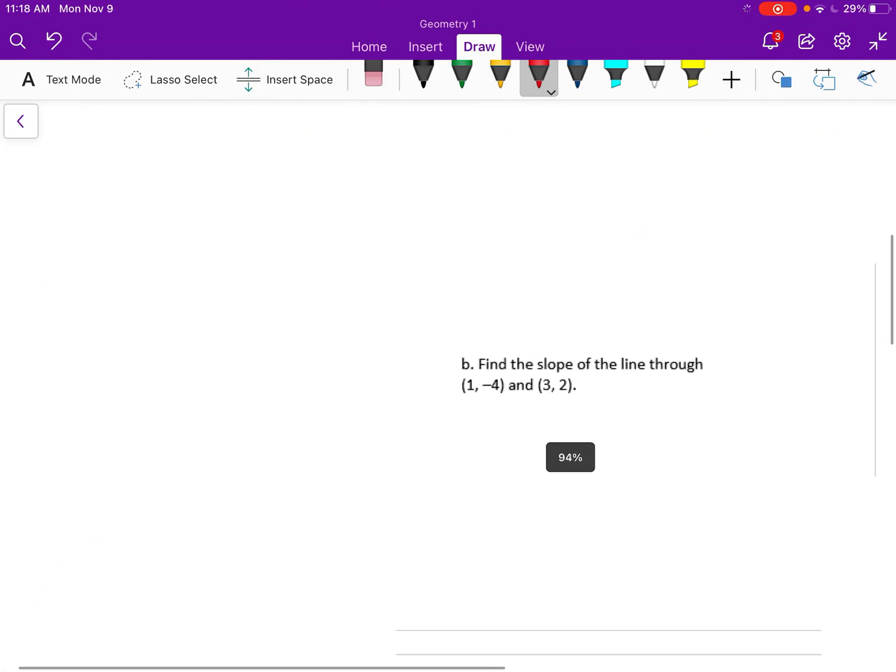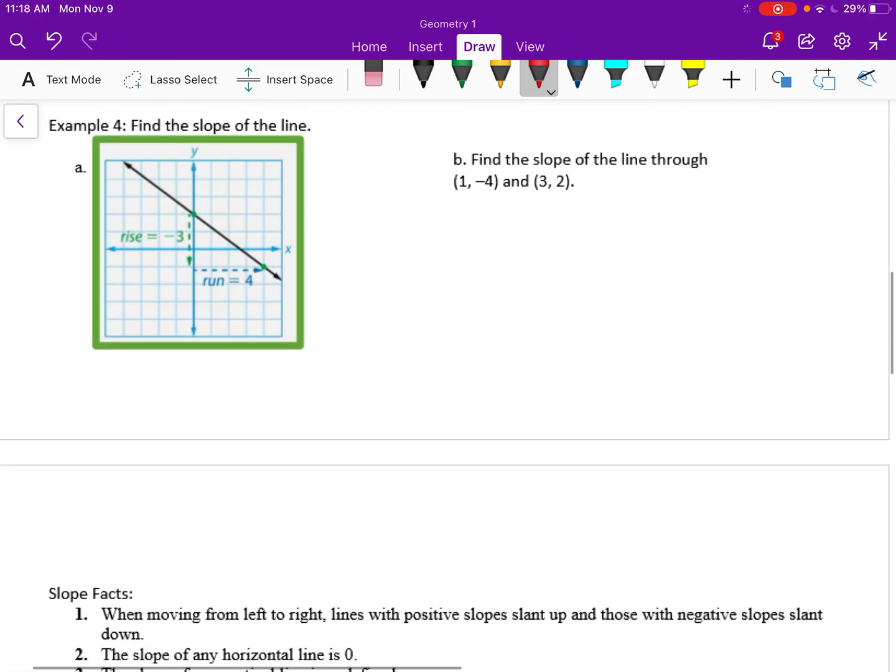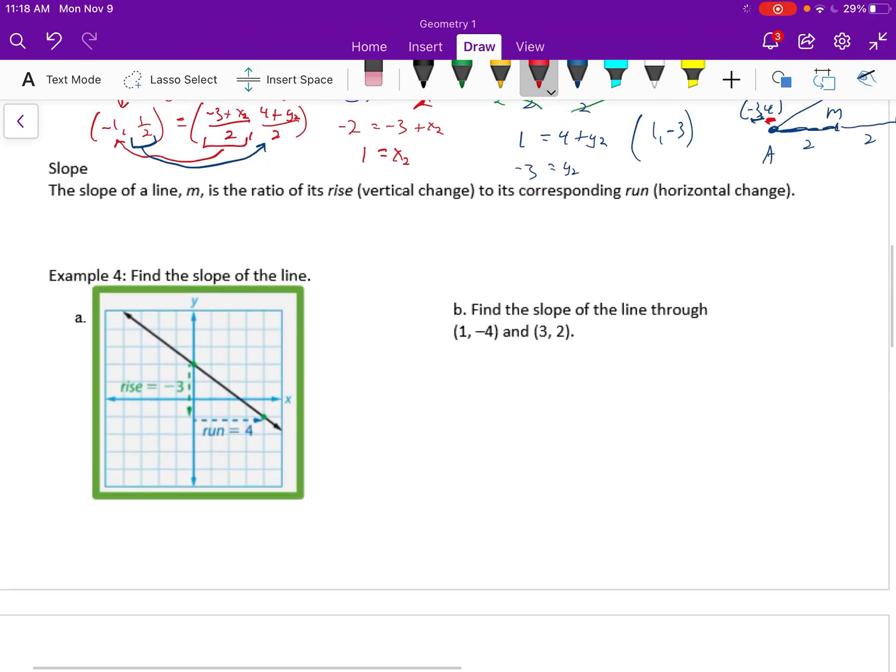The last thing we're going to look at in this lesson is slope. The slope of a line, we call it m, is the ratio of the rise, which is the vertical change, over its corresponding run. So slope is rise over run. And we use rise over run when we're dealing with the actual graph oftentimes because we can count things off.